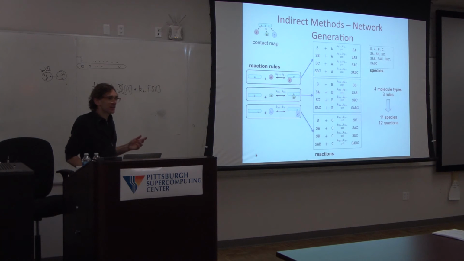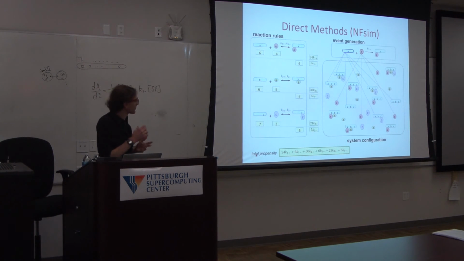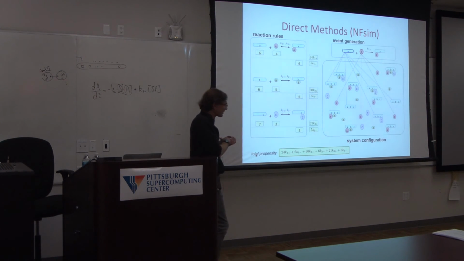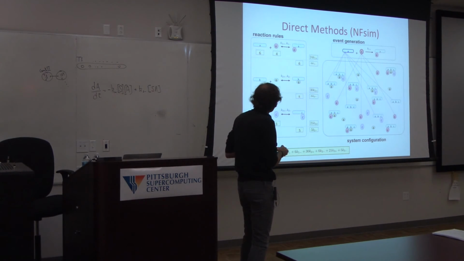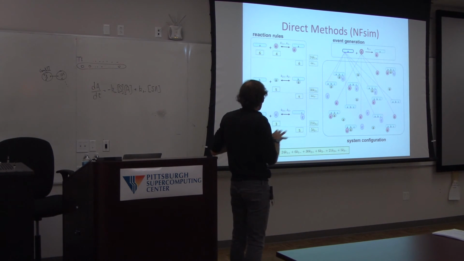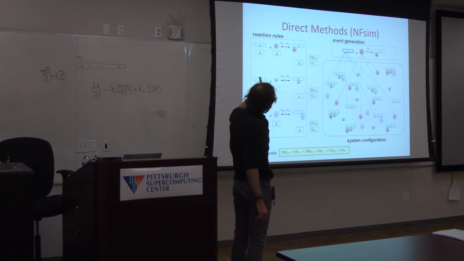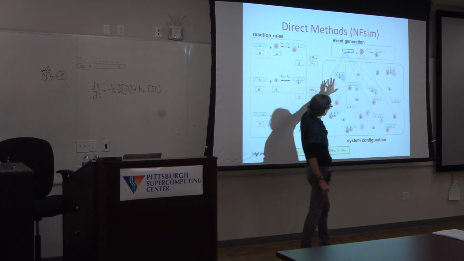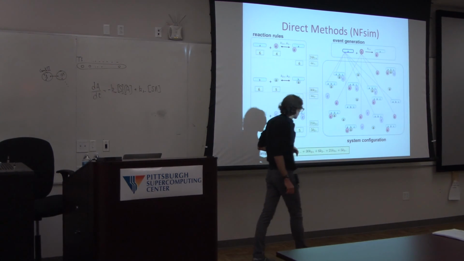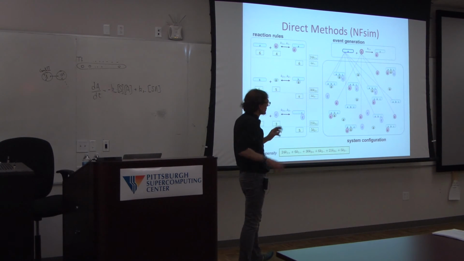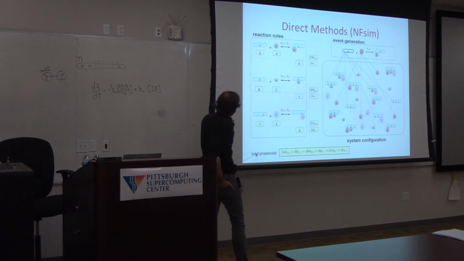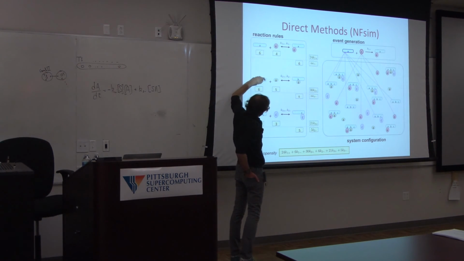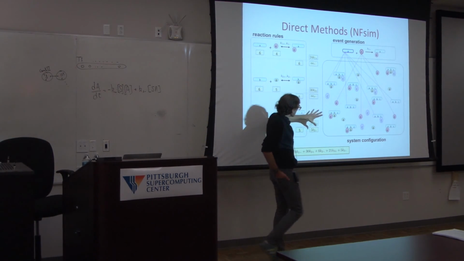The method of simulation that's different between BioNetGen and MCell, although we're working on implementing it into MCell, is what we call direct methods, where we simulate a collection of molecules directly without worrying about all the possible reactions and species, but only the ones that we encounter at a given time. The idea is illustrated here. We have our different reaction rules. At a given time, we have a configuration of the system.